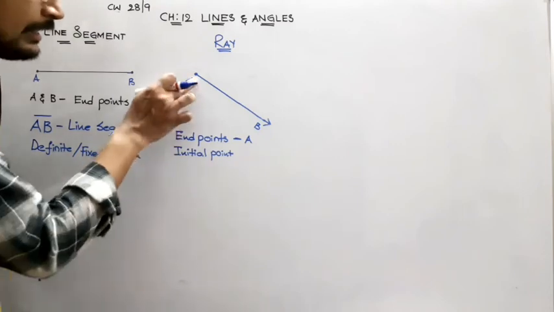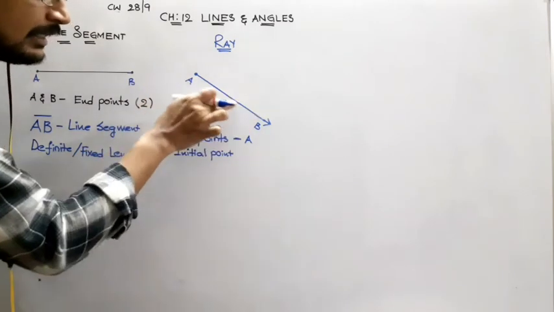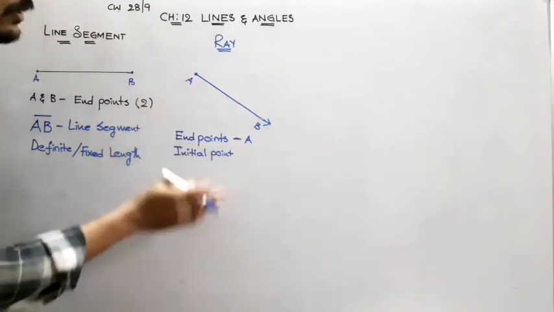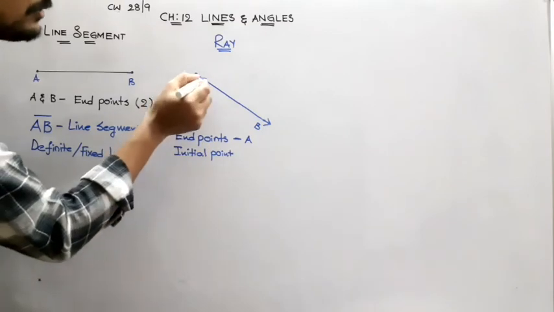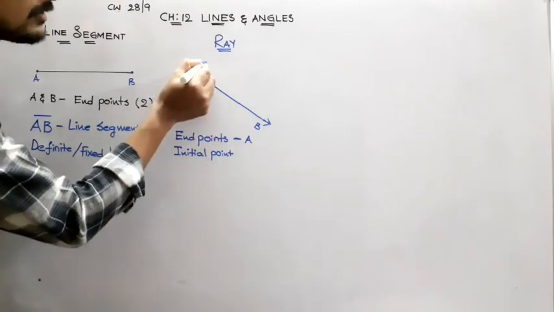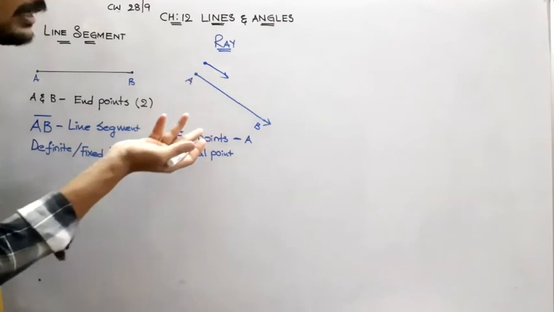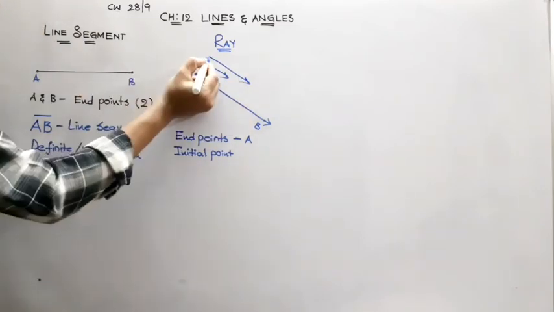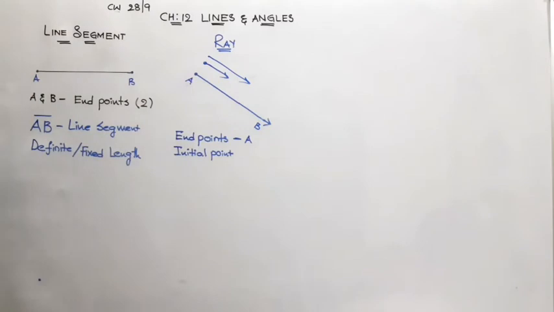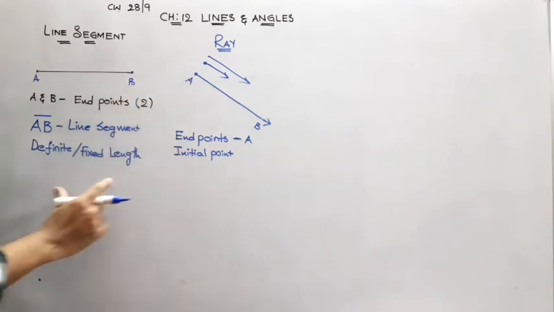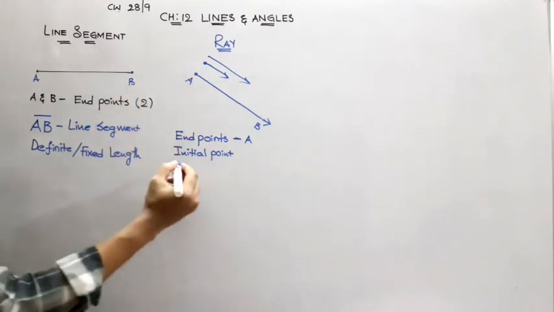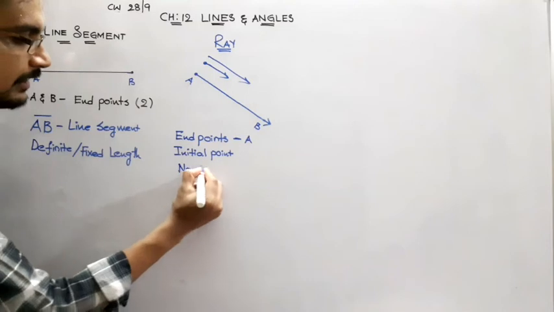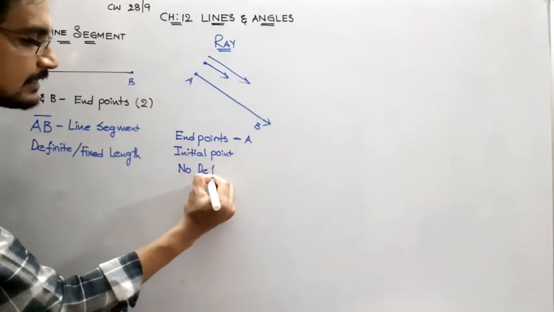And here we cannot measure the length of a ray, because if I ask you to draw a ray, you may write it like this also. Someone will place it like this. Someone will write it like this. Any of these can be considered a ray. So a ray does not have a definite length. No definite, or fixed, length.